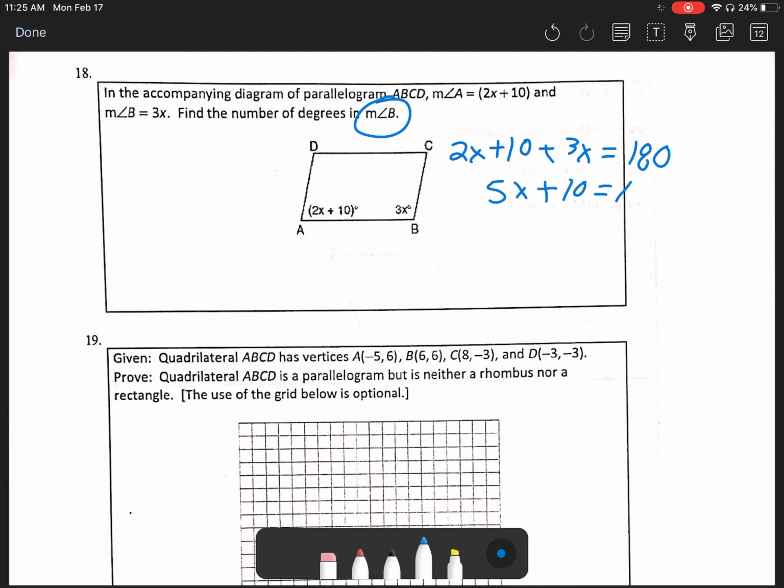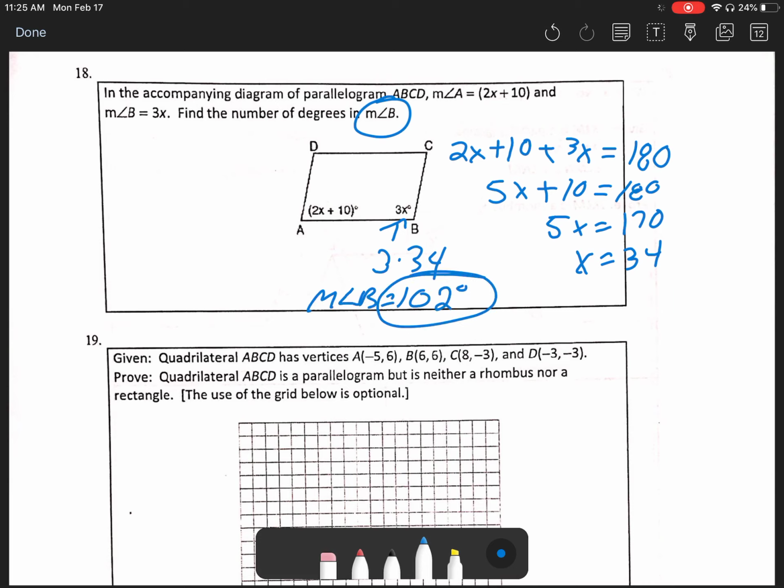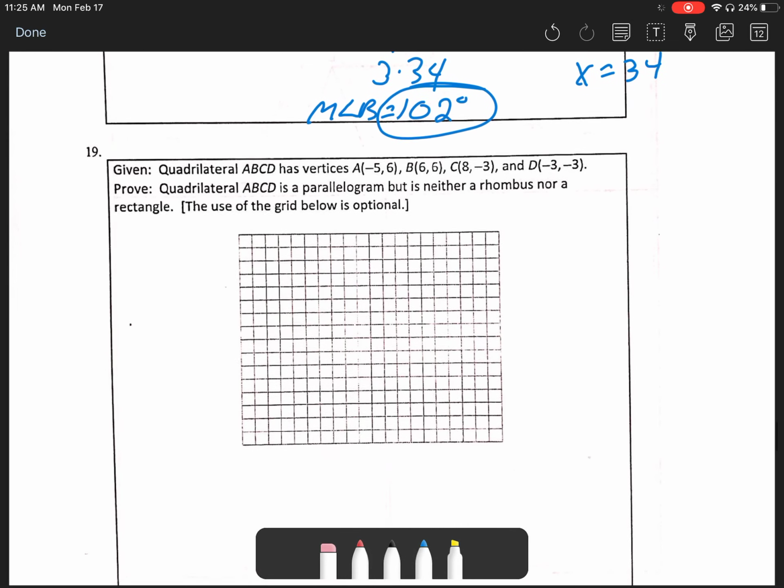5x plus 10 equals 180. 5x is equal to 170. X is equal to 34. This is going to be 3 times 34, which is 102 degrees. So the measure of angle B is equal to 102. So sorry about that. Should have thought through that a little bit more.